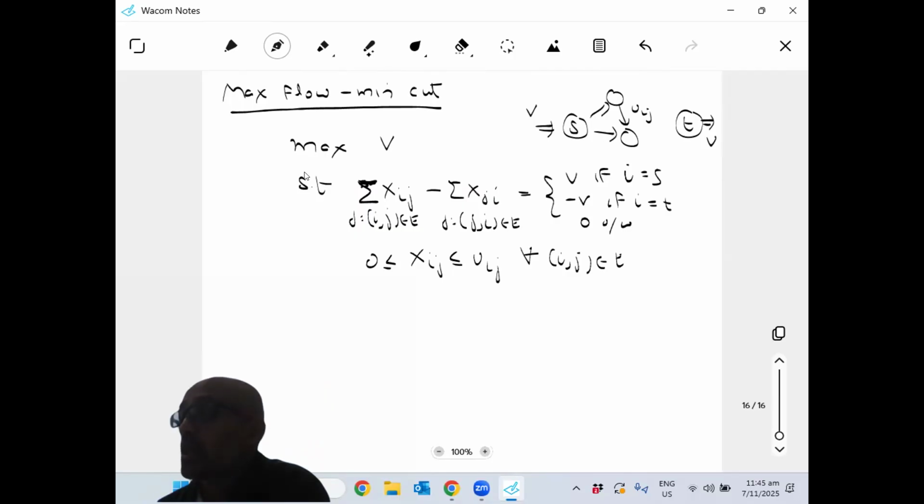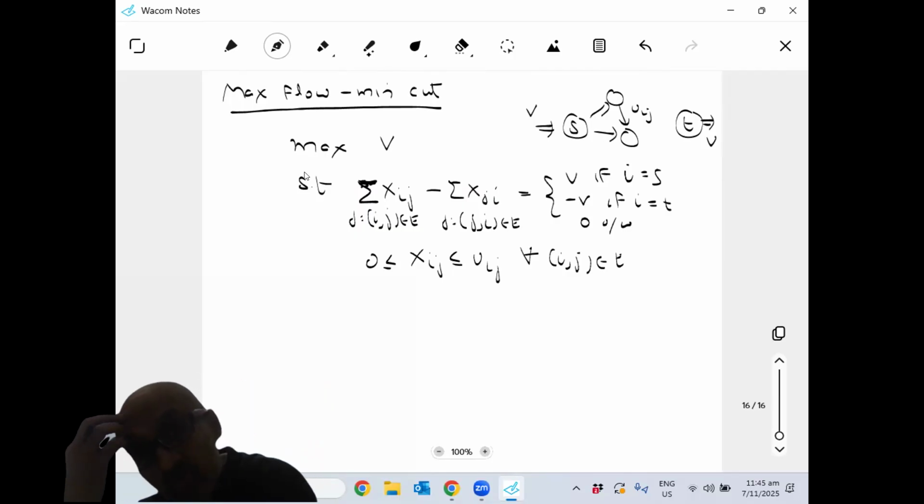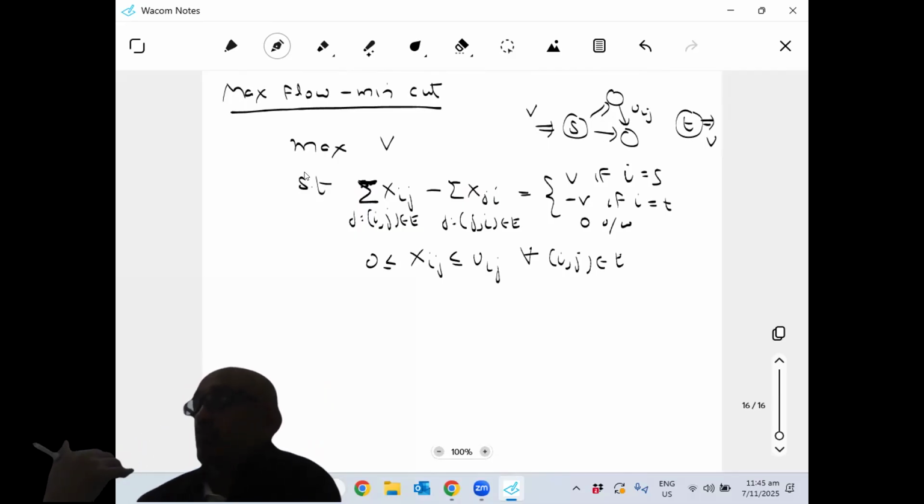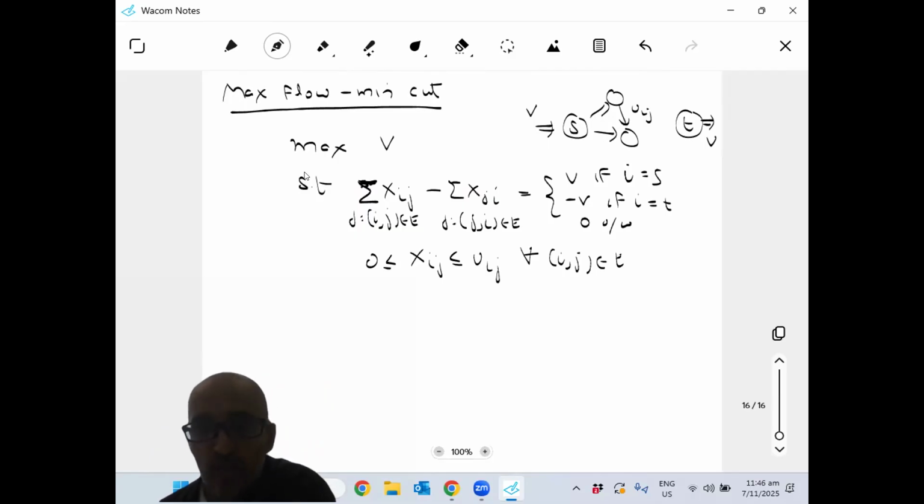Okay, so I want to first write down the dual, and I want to try to interpret this dual as a min cut problem, and I want to show you how duality can be useful in these network flow problems too. Okay, so what's the dual? The dual of this problem will have a dual variable for each node. And in the max flow problem, there'll be a dual variable for these constraints.